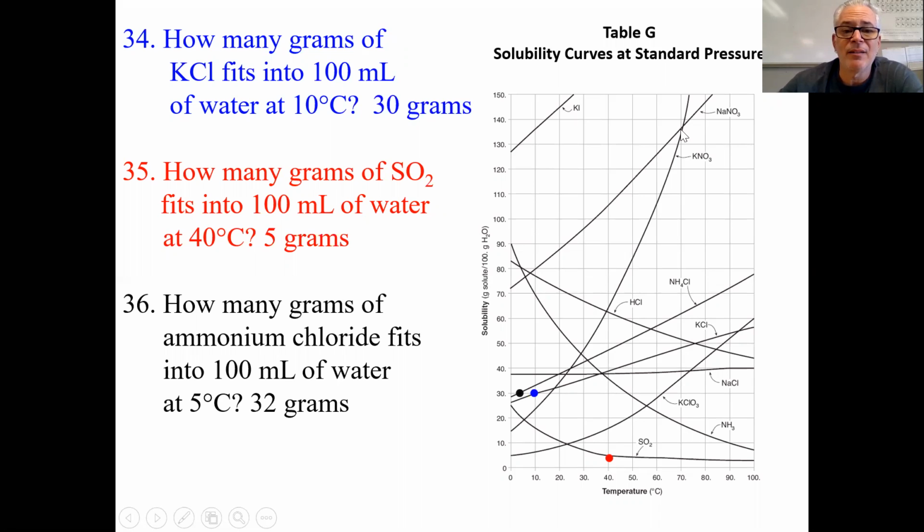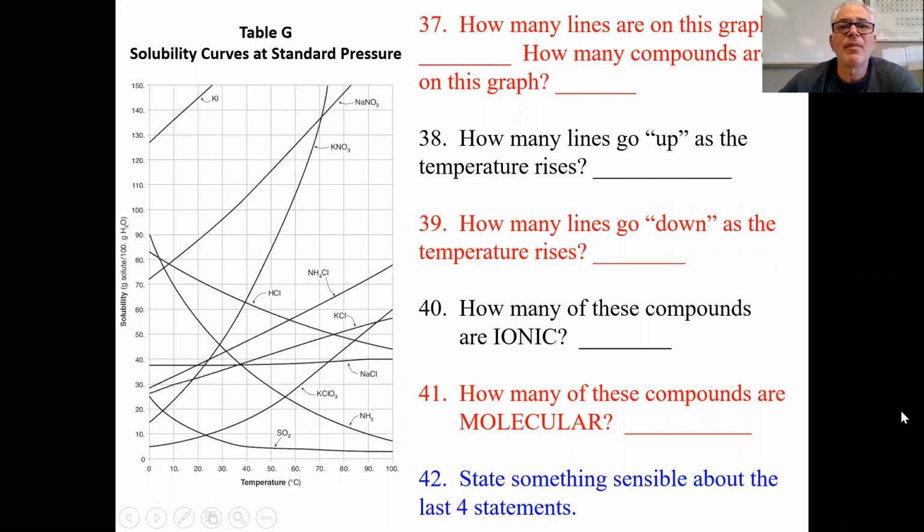What else we got? Ready? Oh my gosh, there's so many here. How many lines are on this graph? 10. How many compounds? I can't read the question because my picture is blocking. How many compounds are on this graph? 10. How many lines go up? I'll give you a second. You count them. I'll drink some seltzer. Start low, go high. Trend. 7. 7 go up, 3 go down.